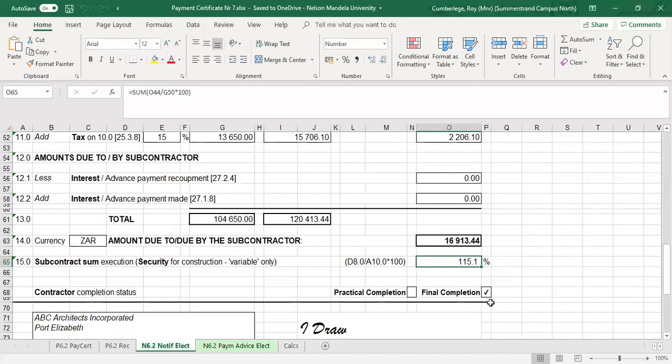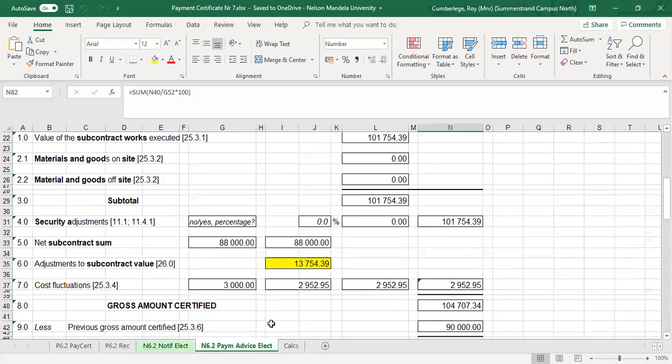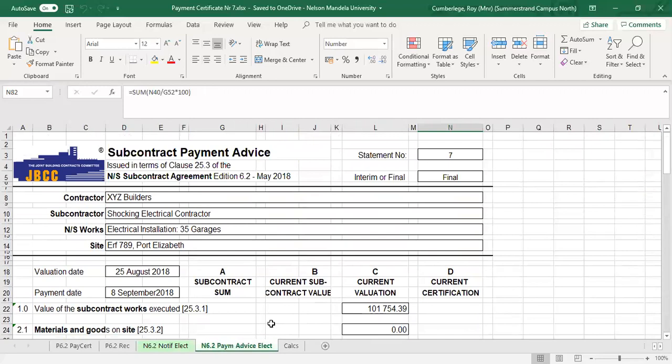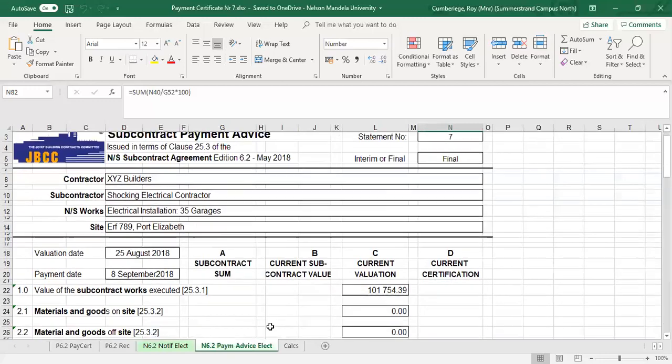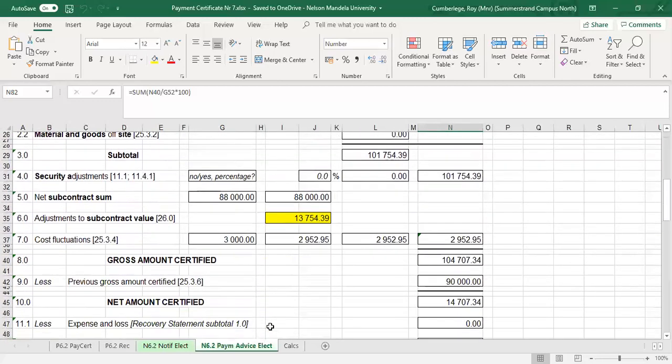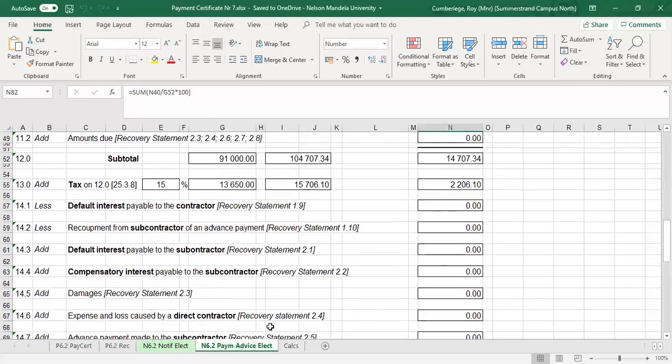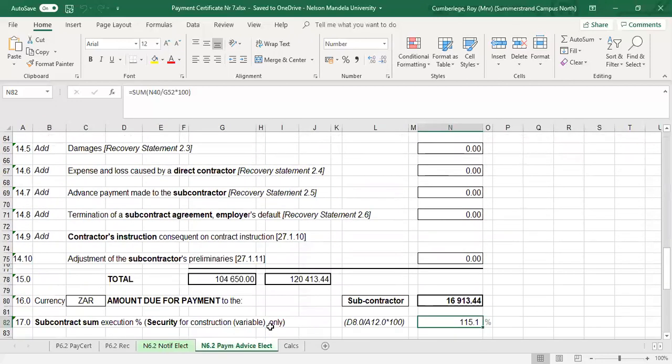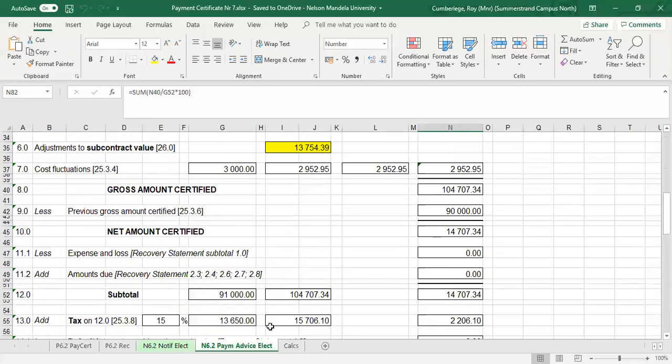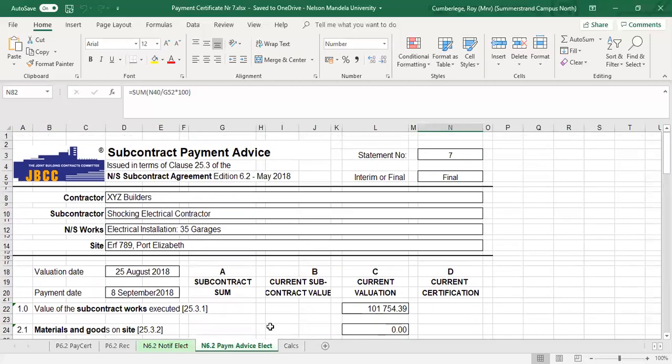And obviously the 115.1% completion rate at the final completion, which is also ticked off the box. Remember, we only fill in the percentages if it's a variable construction guarantee. And then lastly, the payment advice, that is basically almost a repeat of the notification. All the values are identical, so there's no need for further discussion. It's almost a duplication of the notification for payment to the electrical contractor.